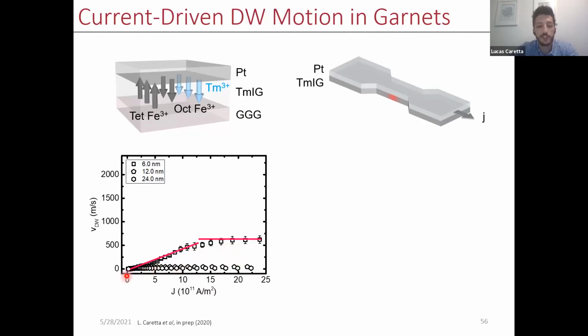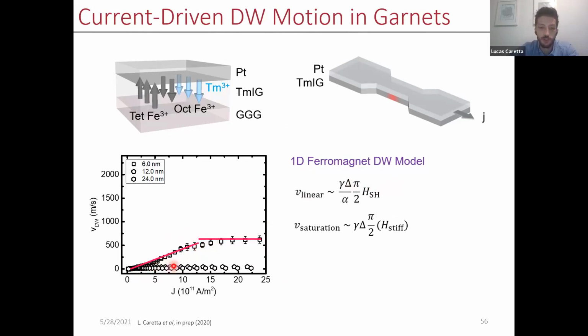In fact, what you see is there's a linear regime and a plateau regime. And this looks like what a classic ferromagnetic domain wall would look like. So there's a linear regime, which is proportional to the current, and a plateau regime, which is actually proportional to the stiffness of the domain wall. Or in fact, in this case, how large the DMI is in these systems.